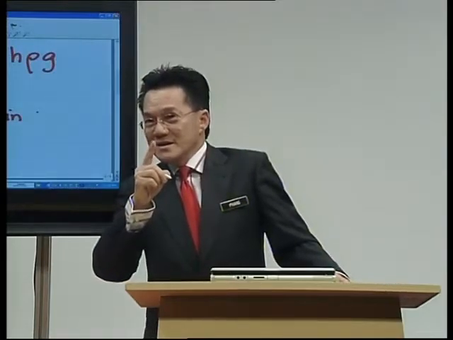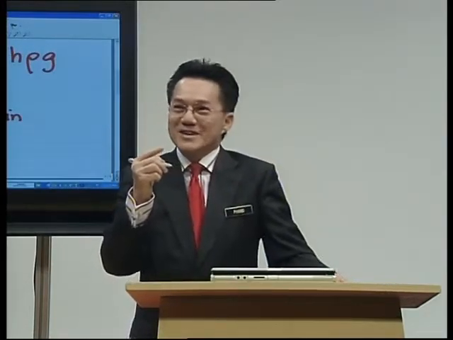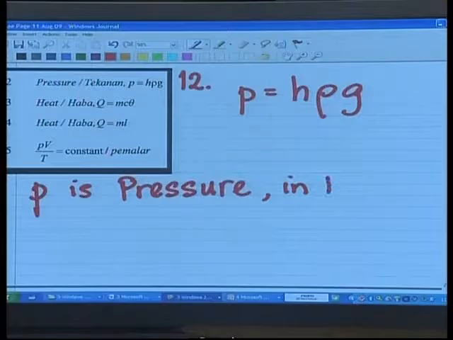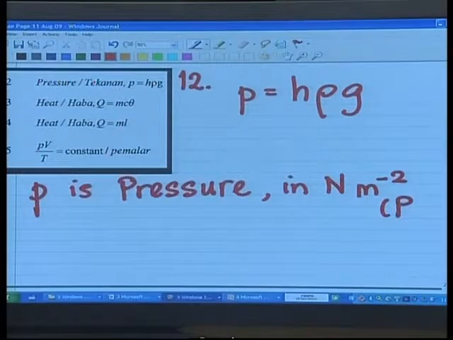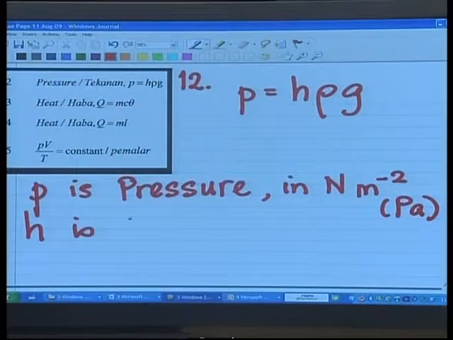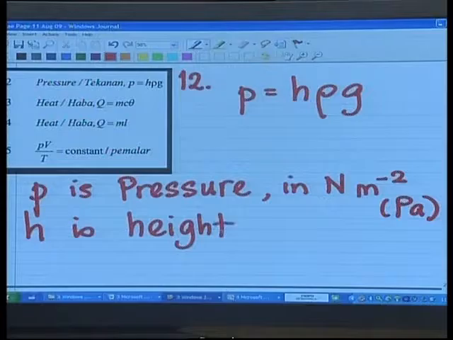Anybody wants to answer? Okay, you are shy this morning. Alright, I'll just write it down for you. You can write down Newton per square meter, or in Pascal. And write down as well, what is the next one? H. What is H? H is the height of the fluid column or liquid column.